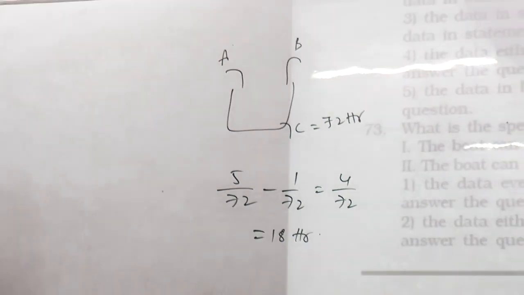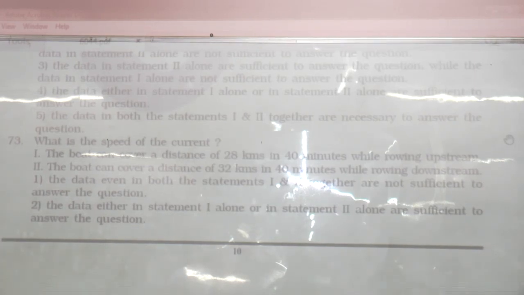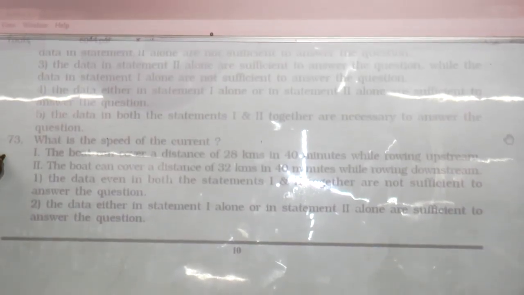73. What is the speed of the current? You asked about stream speed. Yes. The boat can cover a distance of 28 kilometers in 40 minutes while rowing upstream. From the first information, what can you calculate? Upstream speed. Will you get your answer?